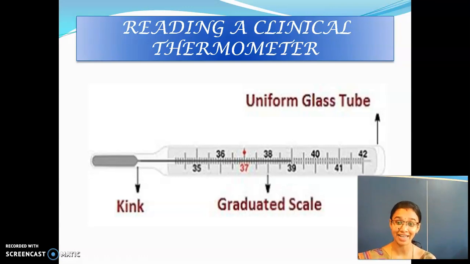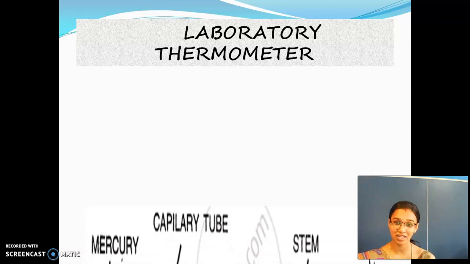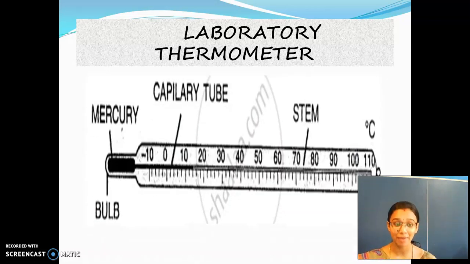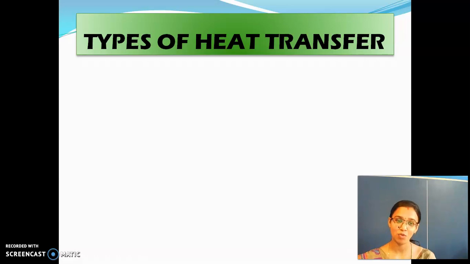And we have seen why the kink is used. The kink prevents the automatic fall of the mercury level. Okay. And then we had seen the laboratory thermometer also. What are all the precautions to be taken while using the clinical and laboratory thermometer? Up to this we have completed. And then one more topic we have covered. What is that? Heat transfer.